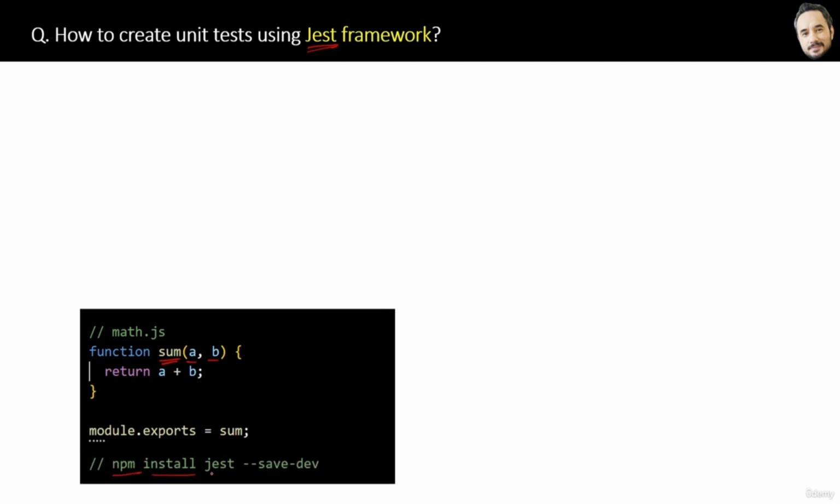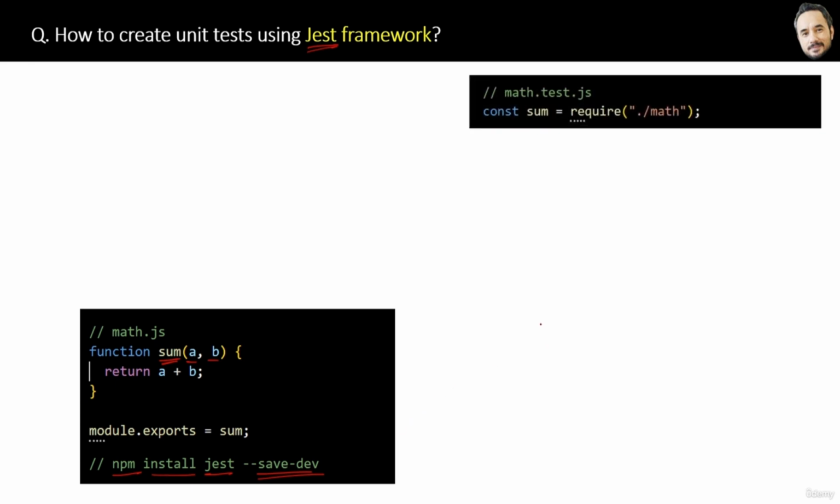Now, npm install jest, and this --save-dev means that this framework is only for the development environment. That will never move to the production environment, because unit testing code has no role in production. It is just for testing in development, right? Now we will create a separate test file like this, math.test.js. Here, first import the sum function from the math file below.